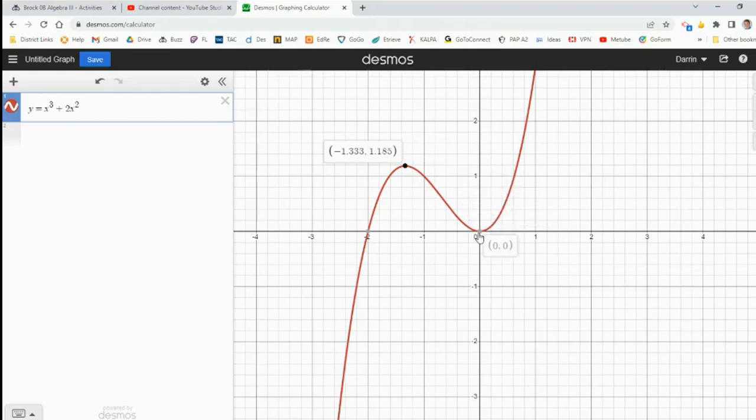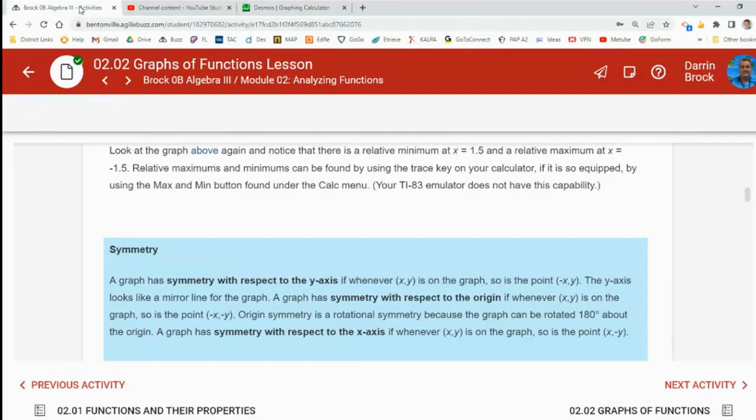Same case, I can go to the relative minimum at 0, 0. On either side of it, the y is bigger than 0. Just barely, 0.02, 0.015. But 0, 0 is a relative minimum for this graph. All right, so you can find those using Desmos. If you're using a calculator, you can use the trace function, the trace key, and you can find the maximum on there.